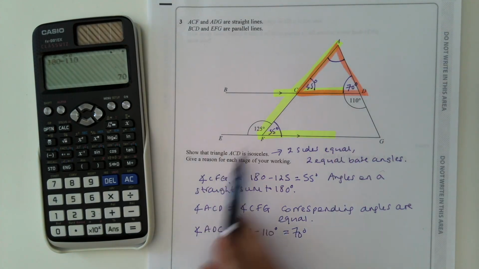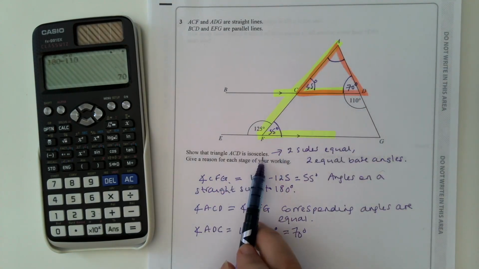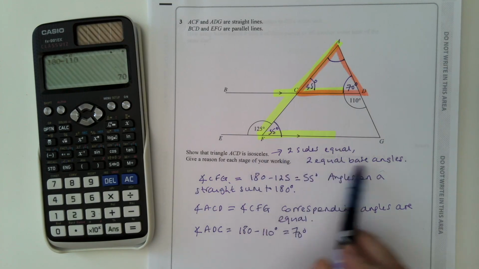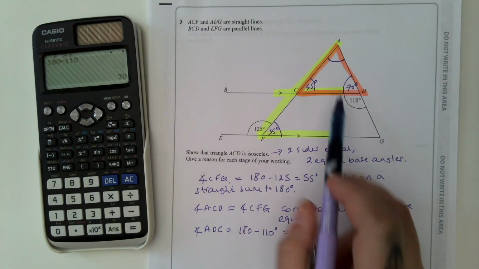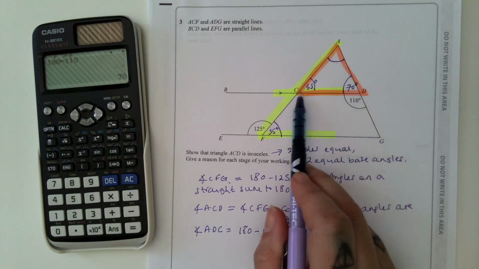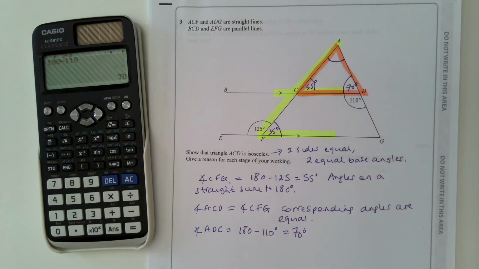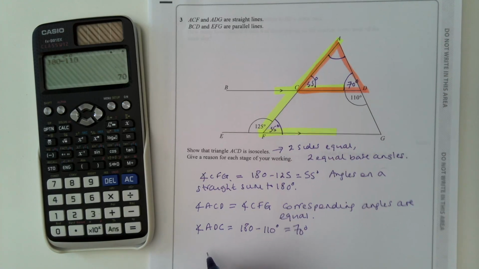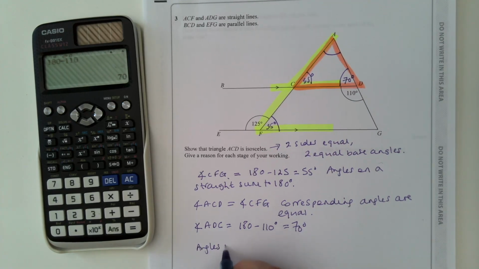Because for this triangle ACD to be isosceles, we need two equal angles. So if this angle equals one of these two values, it's an isosceles triangle. So the next reason is angles in a triangle sum to 180 degrees.